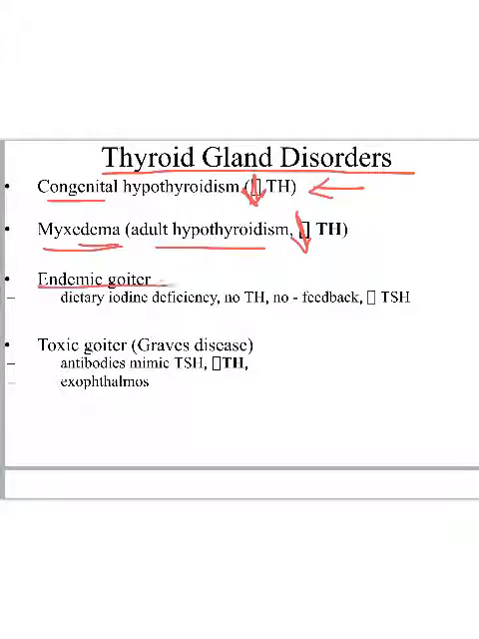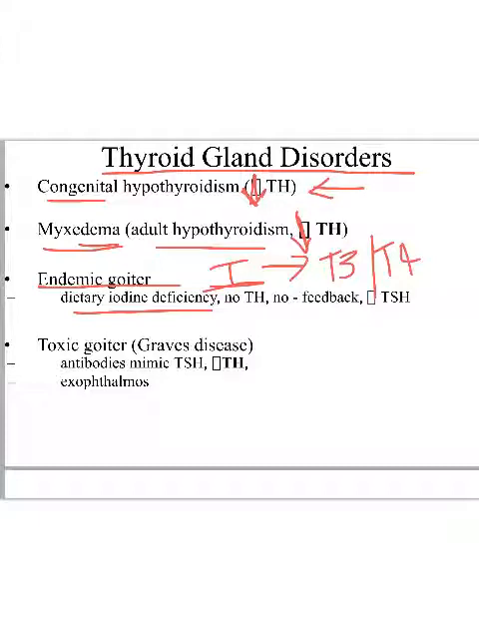Okay, now goiter. Okay, and I have a picture. Goiter is due to dietary iodine deficiency. Okay, so you need iodine. Iodine is a component of thyroid hormone. So T3 has 3 iodine molecules, T4 has 4. Okay, if you don't have any iodine, you can't make thyroid hormone.